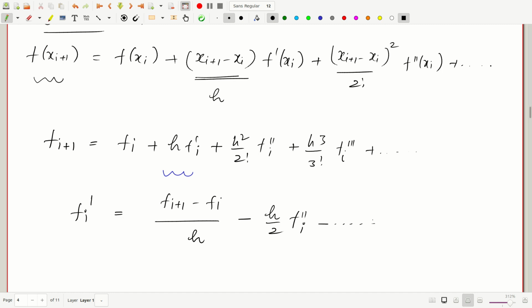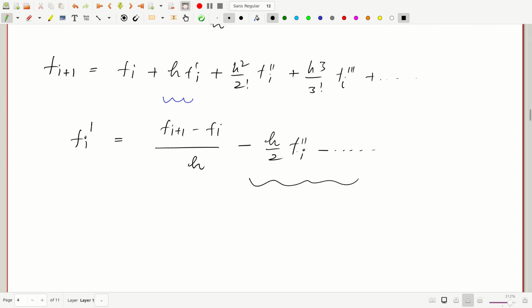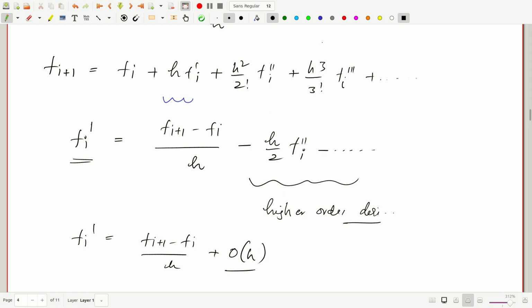Basically, we have certain terms which contain higher order derivatives when compared to the derivative we are trying to evaluate. So we can write this in a simple way as f prime of I equals f of I plus 1 minus f of I by h plus order of h. Essentially, the terms that contain the higher order derivatives, f double prime, f triple prime, and so on, we will not consider; rather we will truncate them. We are going to approximate f prime of I using f of I plus 1 minus f of I by h.